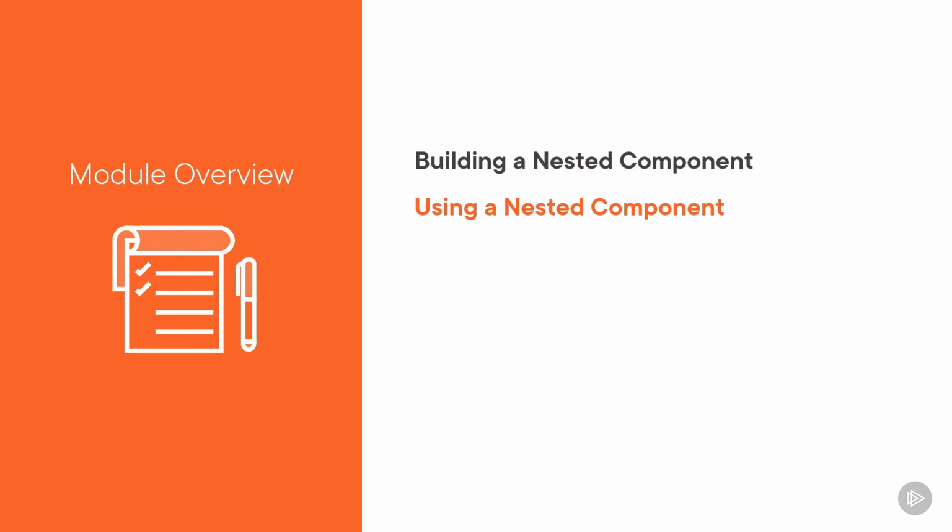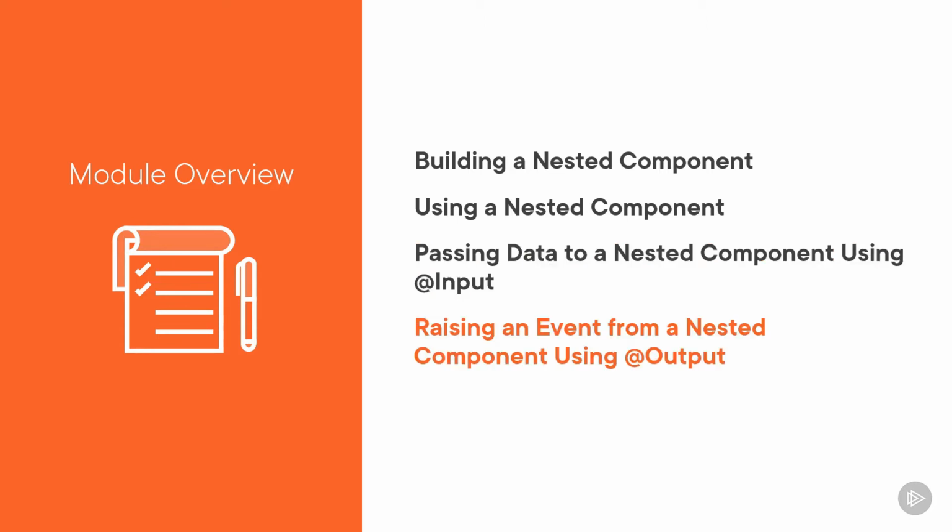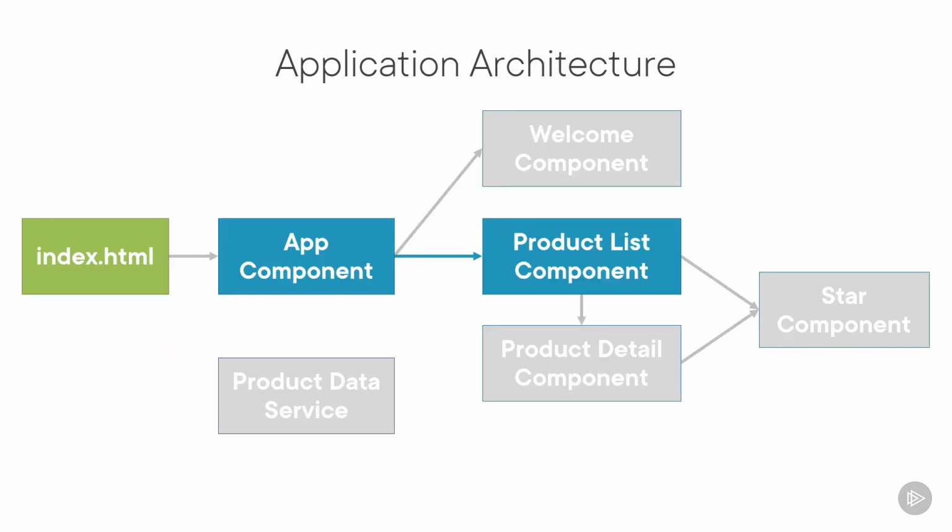In this module, we'll build a nested component. Then we'll review how to use that nested component as a directive in a container component. We'll examine how to pass data to the nested component using a property with the input decorator, and how to pass data out of the nested component by raising an event defined with the output decorator. In our sample application, to improve the user experience, we want to replace the rating number displayed in the product list component with stars. In this module, we'll build this star component and nest it within the product list component. Let's get started.